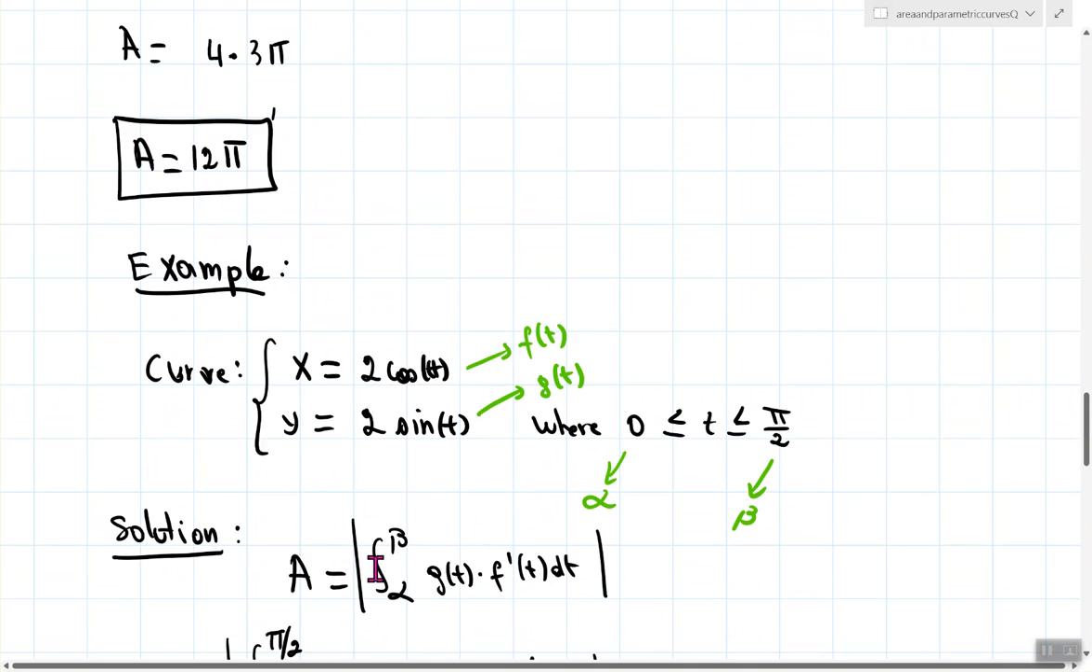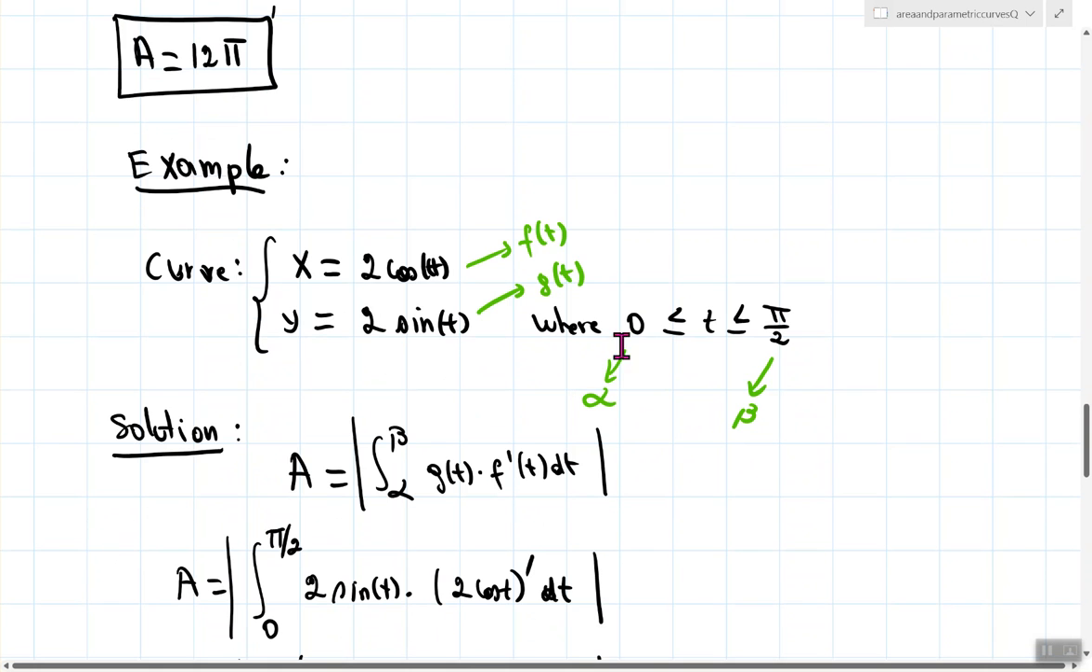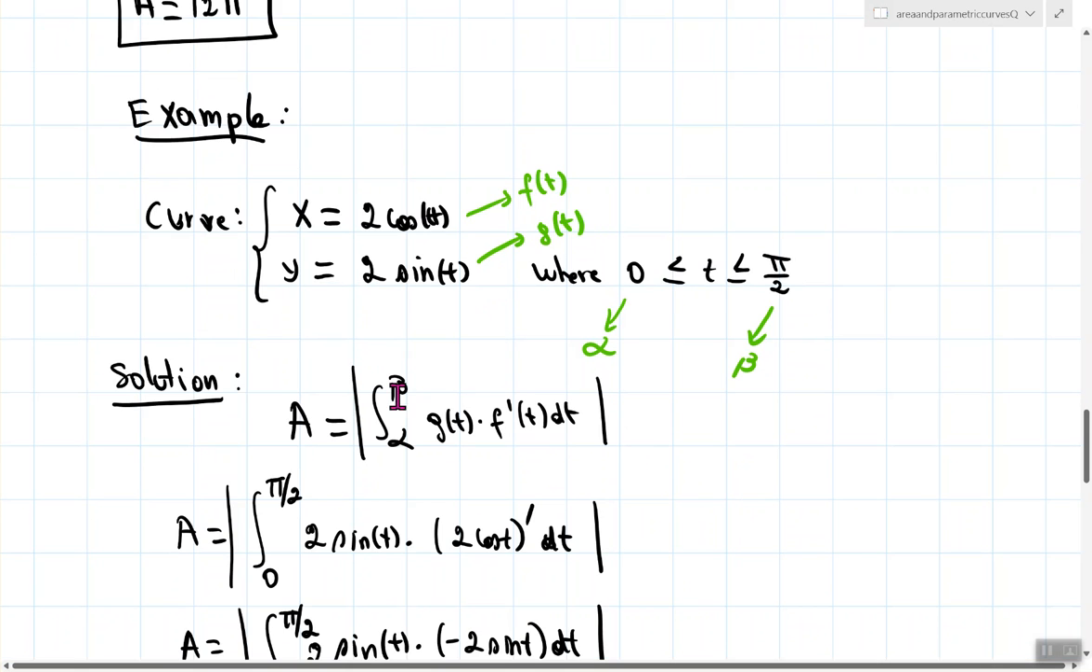The second example, they give us x equals 2 cosine t, and y equals 2 sine t. Those are the two parametric equations describing that region, and the parameter t is between 0 and pi over 2. So definitely alpha is 0, beta is pi over 2. The first, x is always f of t, y is g of t. So this is the formula.